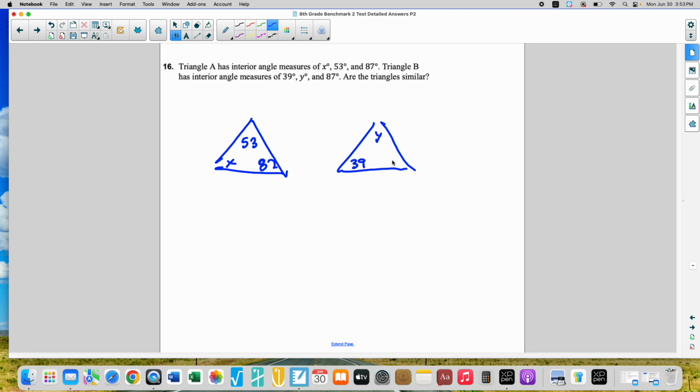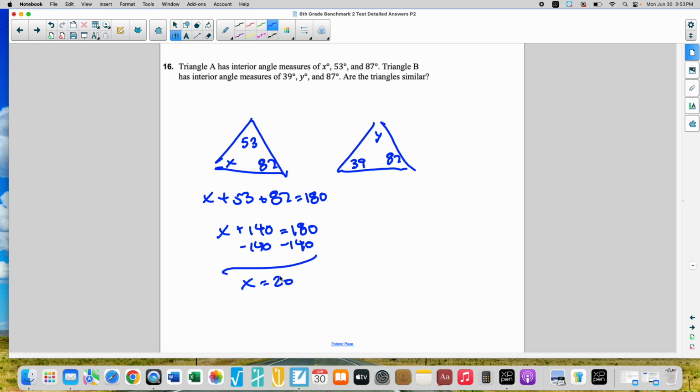Y and 87. Are the triangles similar? Well, they want to know, hey, do they add up? Well, we can find this missing angle: x plus 53 plus 87 equals 180. So x plus 140 equals 180, minus 140, minus 140. X equals 40 degrees.